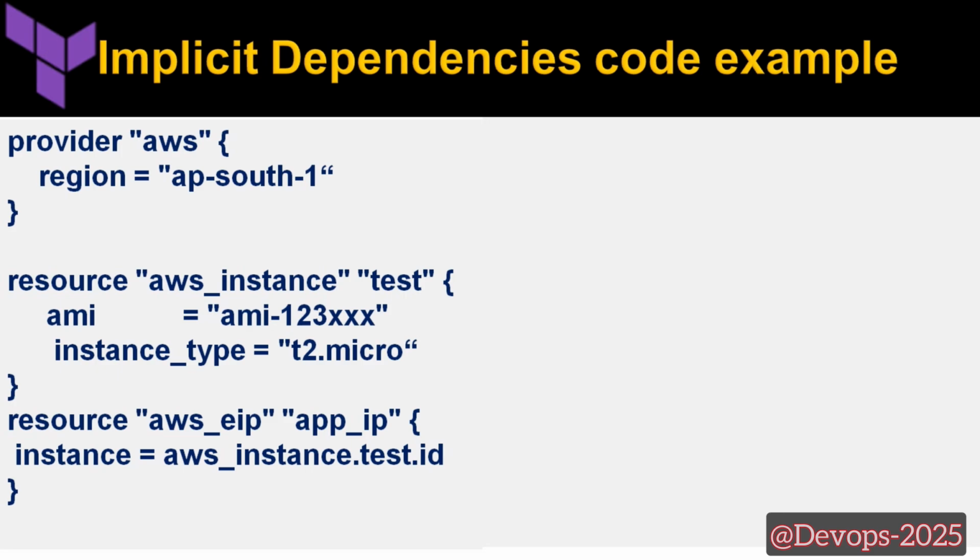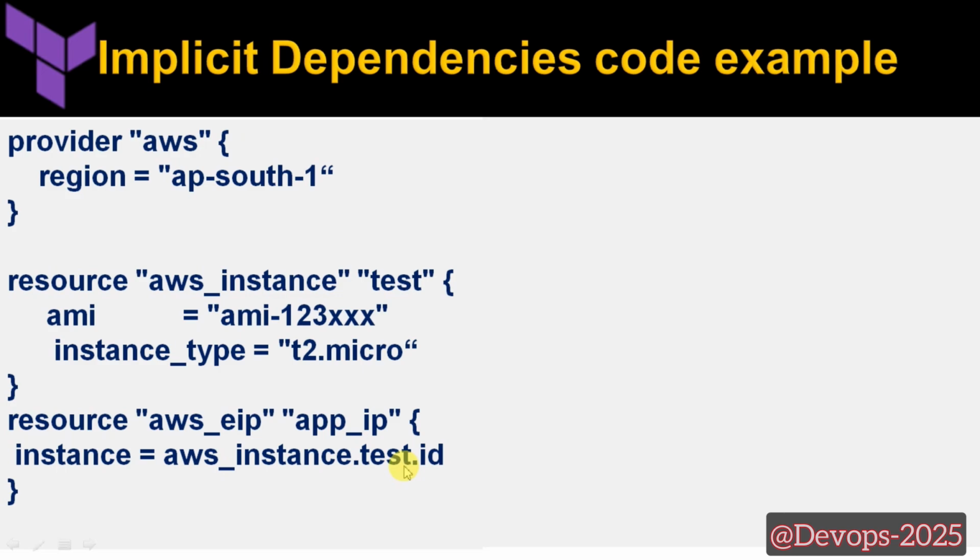So here is the code for implicit dependency. There are three blocks. One is called the provider block, and the other two are resource blocks. For the provider block, I have given AWS as the cloud and region AP South 1, whereas the first resource block creates the instance and the second resource block is used to attach the EIP. Okay, so in this code you can see the value for instance here, aws_instance.test.id. That means this EIP block depends on the EC2 instance ID.